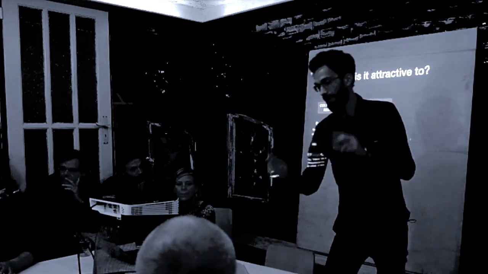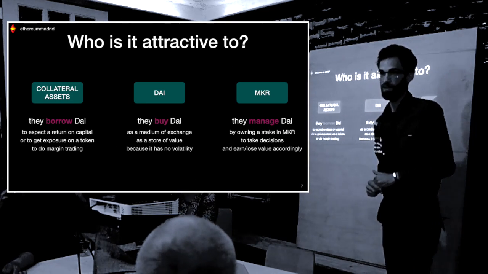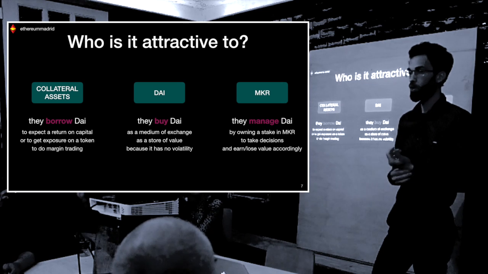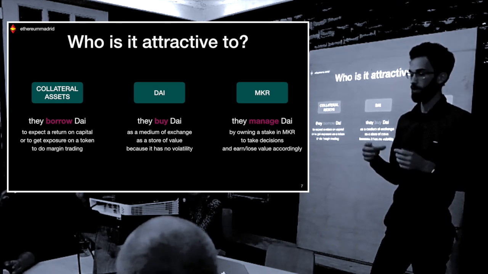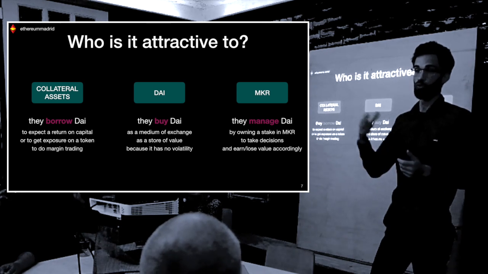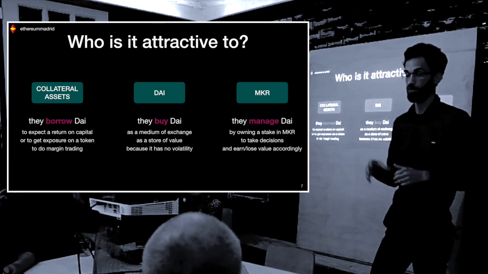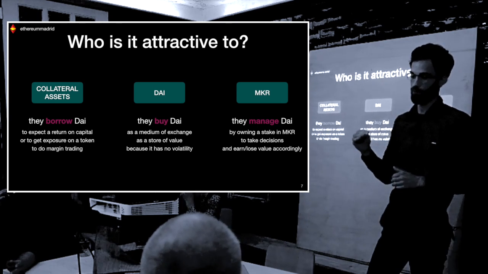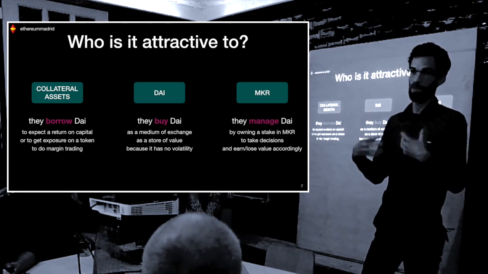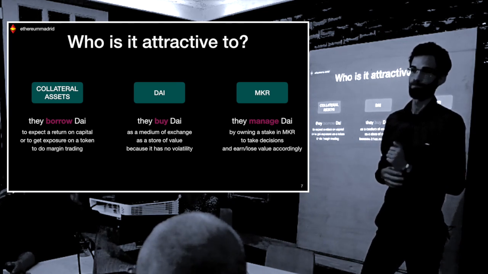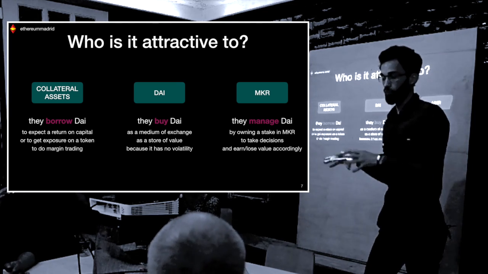And the third type of person who might be interested in joining are the MKR holders. So they are the ones who will take decisions on some parameters of the system. For instance, to accept a new cryptocurrency as a collateral asset, or to fix the ceiling of debt that the system can manage, and so on and so forth. So there are 5 or 6 parameters that MKR holders will vote on.